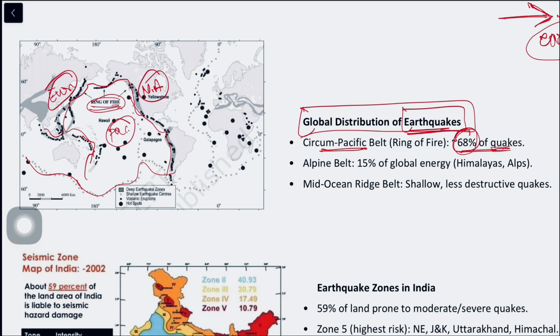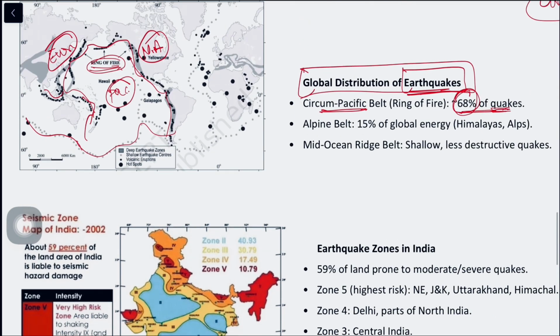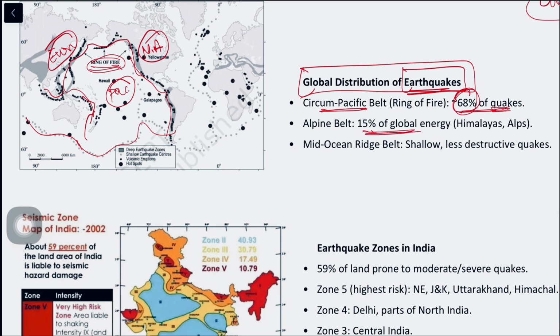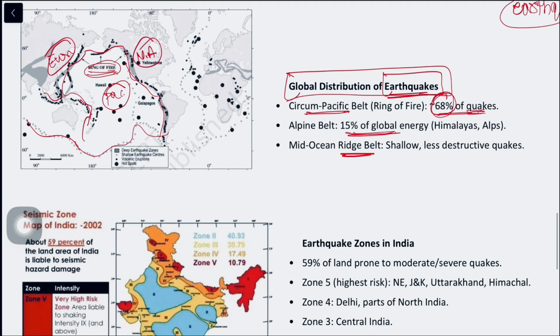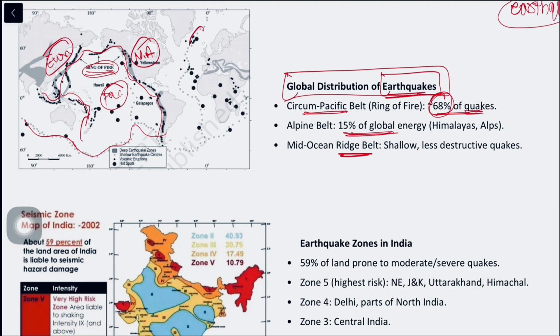Okay, and the Alpine belt will have almost 15% of the global energy, and the mid-oceanic ridge belt. See here, this is the mid-oceanic ridge, where shallow and less destructive earthquakes will happen.